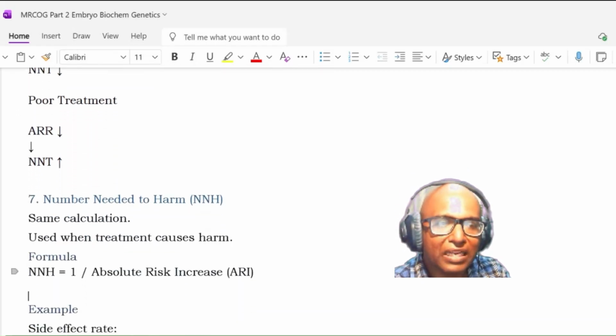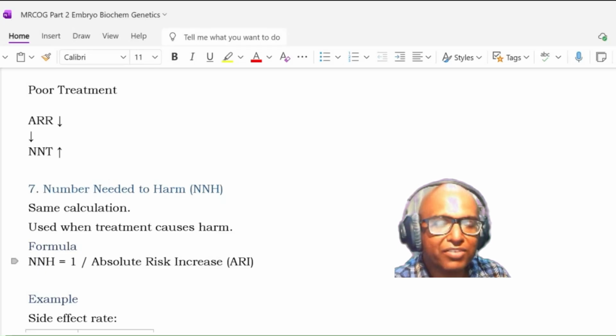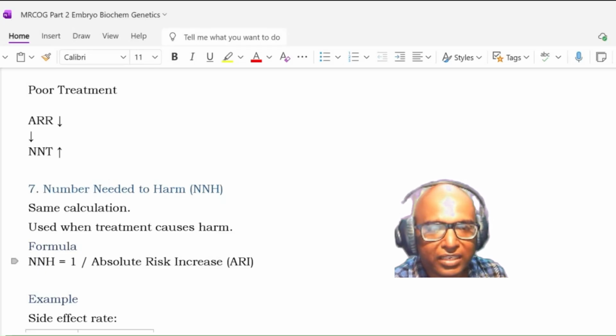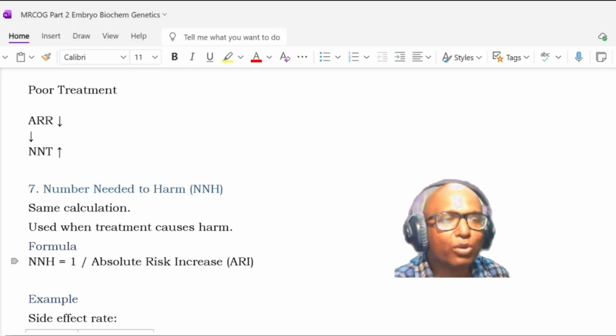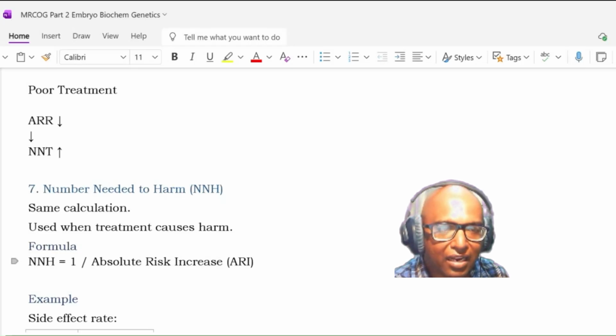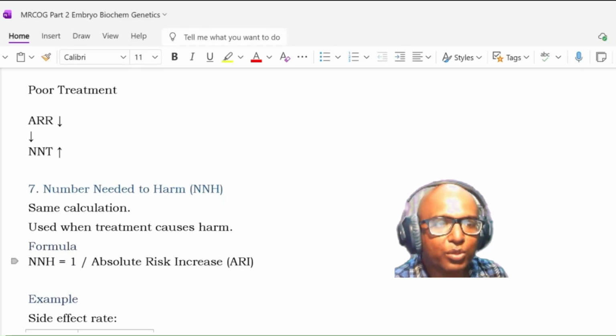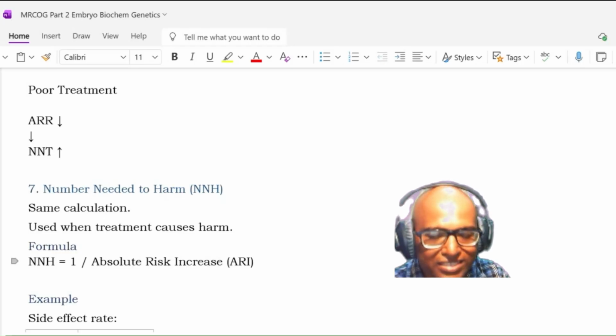Okay, so similarly, like NNT, there is something which is called as number needed to harm. Suppose a particular intervention is harmful, the same calculation will be there, what we have done up till now. Okay, so this number needed to harm is used when treatment causes harm. Okay, so formula will be NNH equal to 1 upon absolute risk increase, ARI. Okay, so instead of ARR, we will use ARI, that is absolute risk increase.